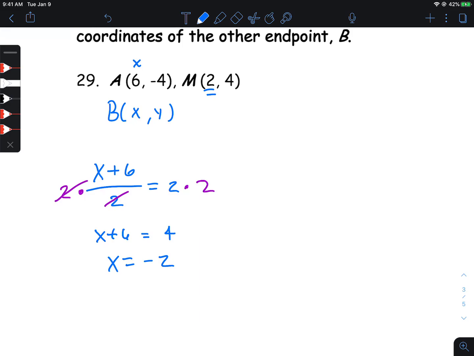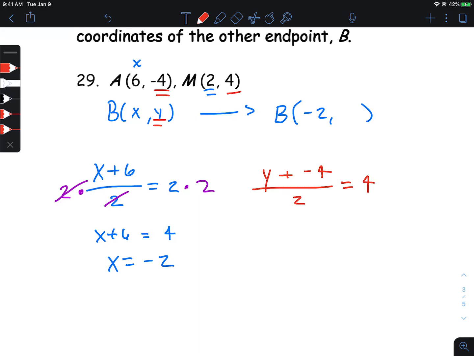So for this point B, we now have the x piece. It's going to be negative 2 comma and then something else. Now to find the y, you do the same exact thing, except now you use these y values right here. So I'm going to say y plus negative 4, divide by 2, and that's just the midpoint formula right there. And then I'm going to say, hey, I already have the y answer right there. Apparently it's 4.